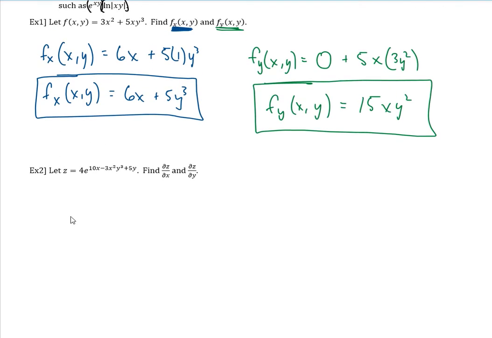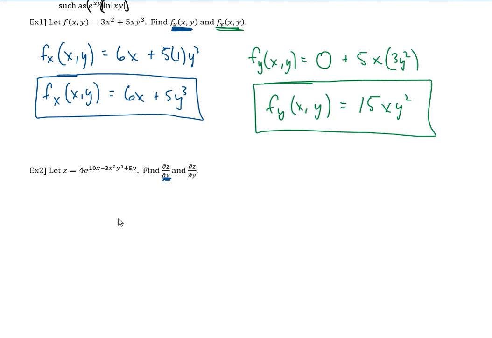So let's let z equal this expression, and then find del z del x. So that means the derivative of z with respect to x, and this is the partial derivative of z with respect to y. Okay, so I'm going to use my colors again, so let's do this one in blue. Okay, so I've got my function here.